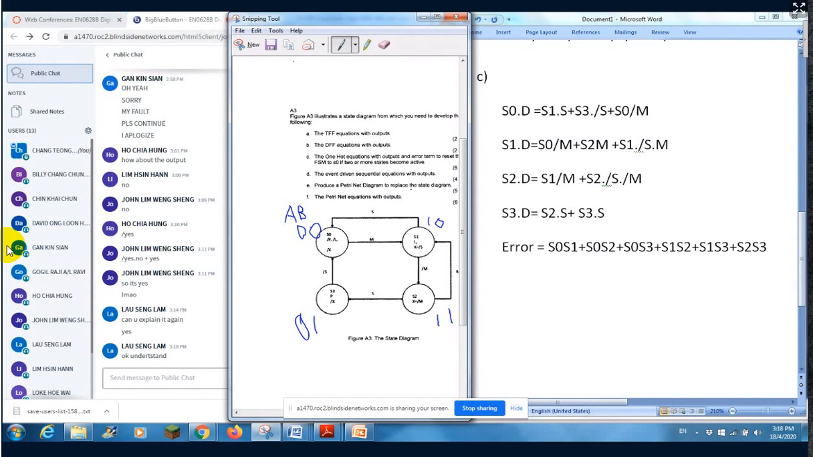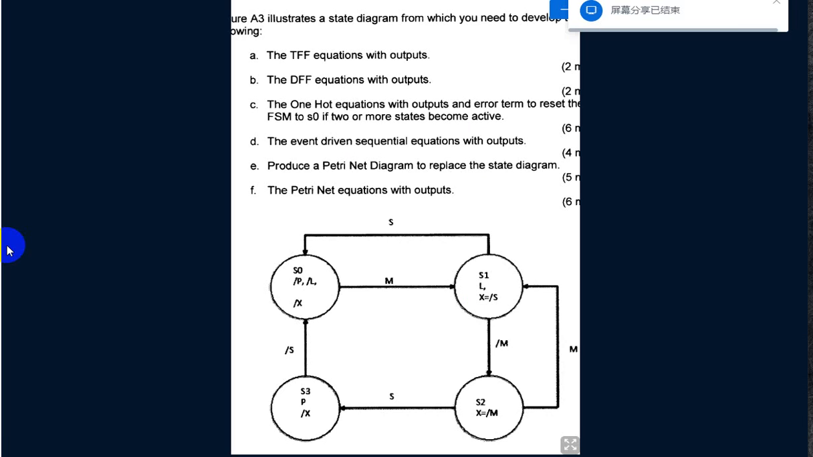Produce a Petri net diagram to replace the state diagram. So again, let me see, did I have the answer here? Stop sharing. I think I have it here.